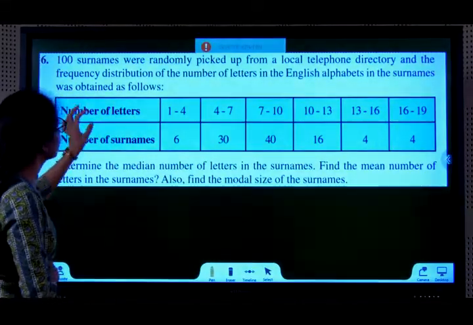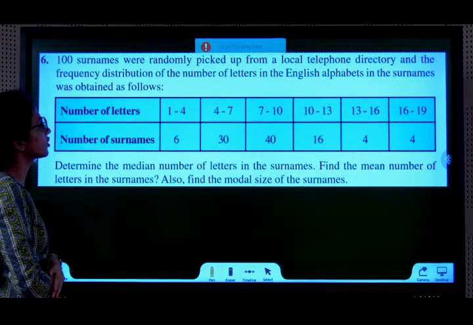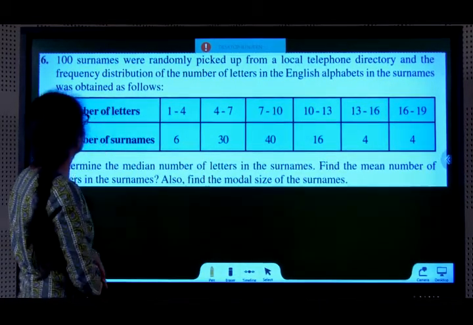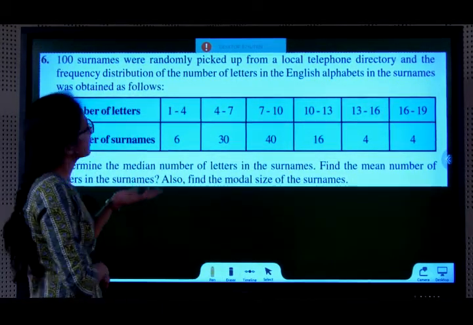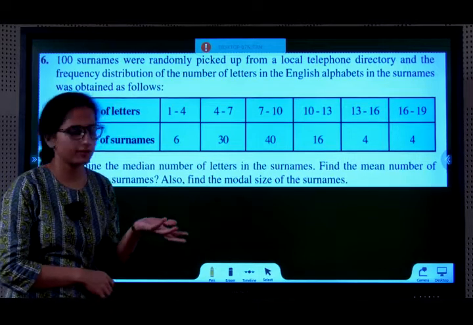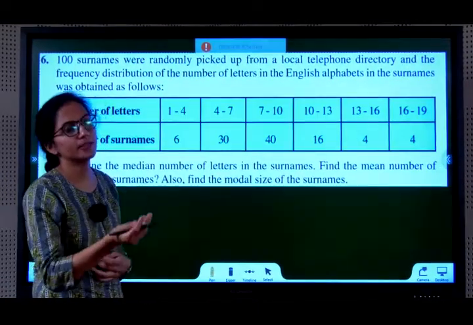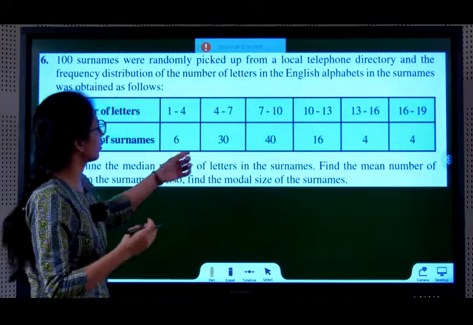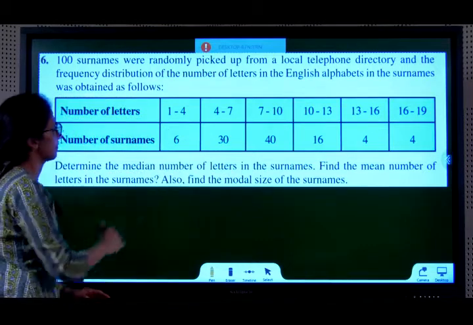Question 6. 100 surnames were randomly picked up from a local telephone directory and the frequency distribution of the number of letters in the English alphabets in the surnames were obtained as follows. So they take a surname and they see how many letters are there in that surname. For example, let's say the surname is Smith, S-M-I-T-H, 5 letters. So it will belong to this category.